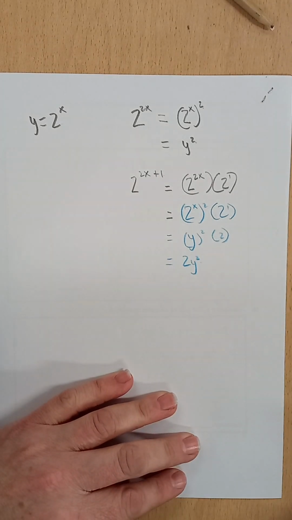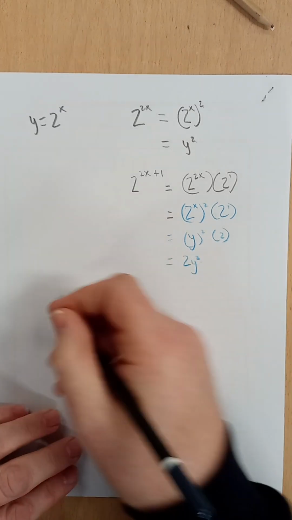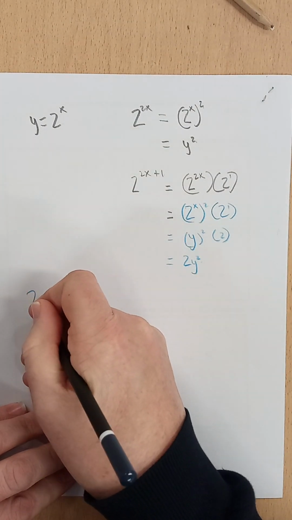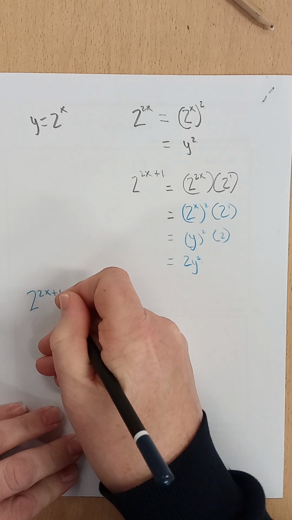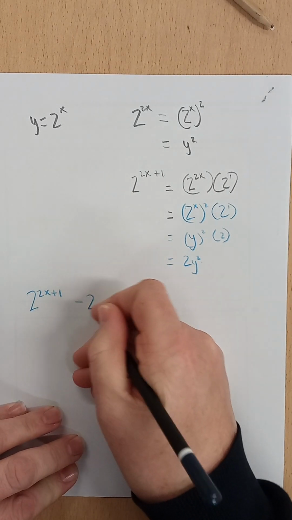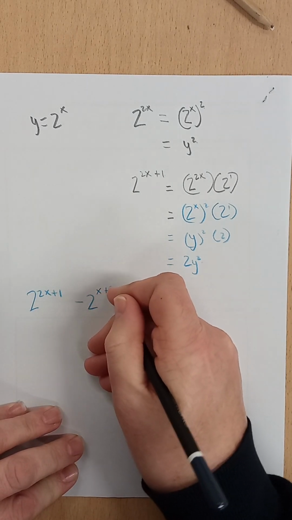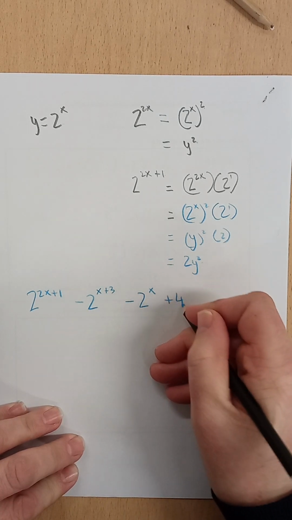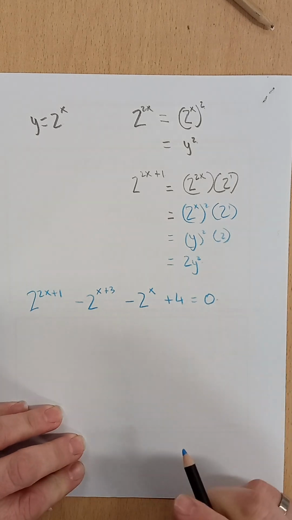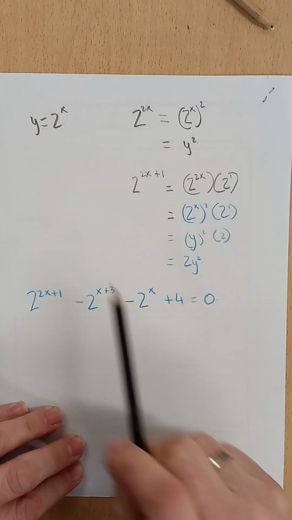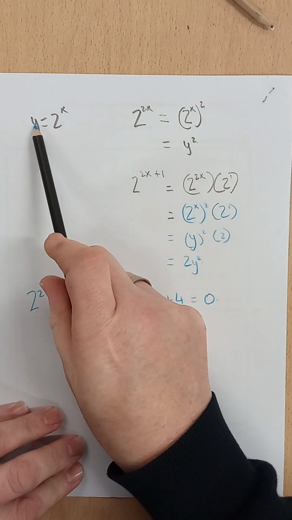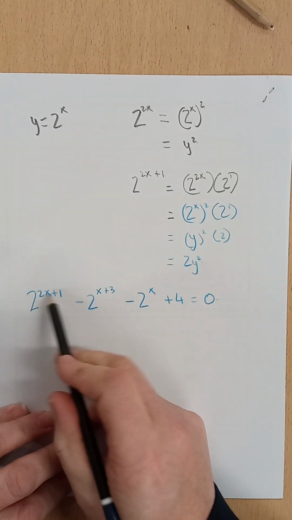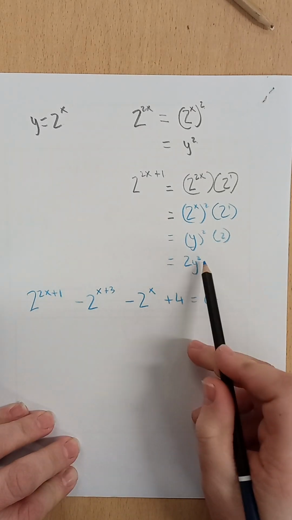Okay, so I'll do it now with a full one. Let's have a look at this one: 2 to the power of 2x plus 1 minus 2 to the power of x plus 3 minus 2 to the power of x plus 4 is equal to 0. And I'm going to solve this. So let's use all our rules. Anywhere I see 2 to the power of x, I'm going to replace it by y. So let's deal with the first one. We already know it's 2y squared.